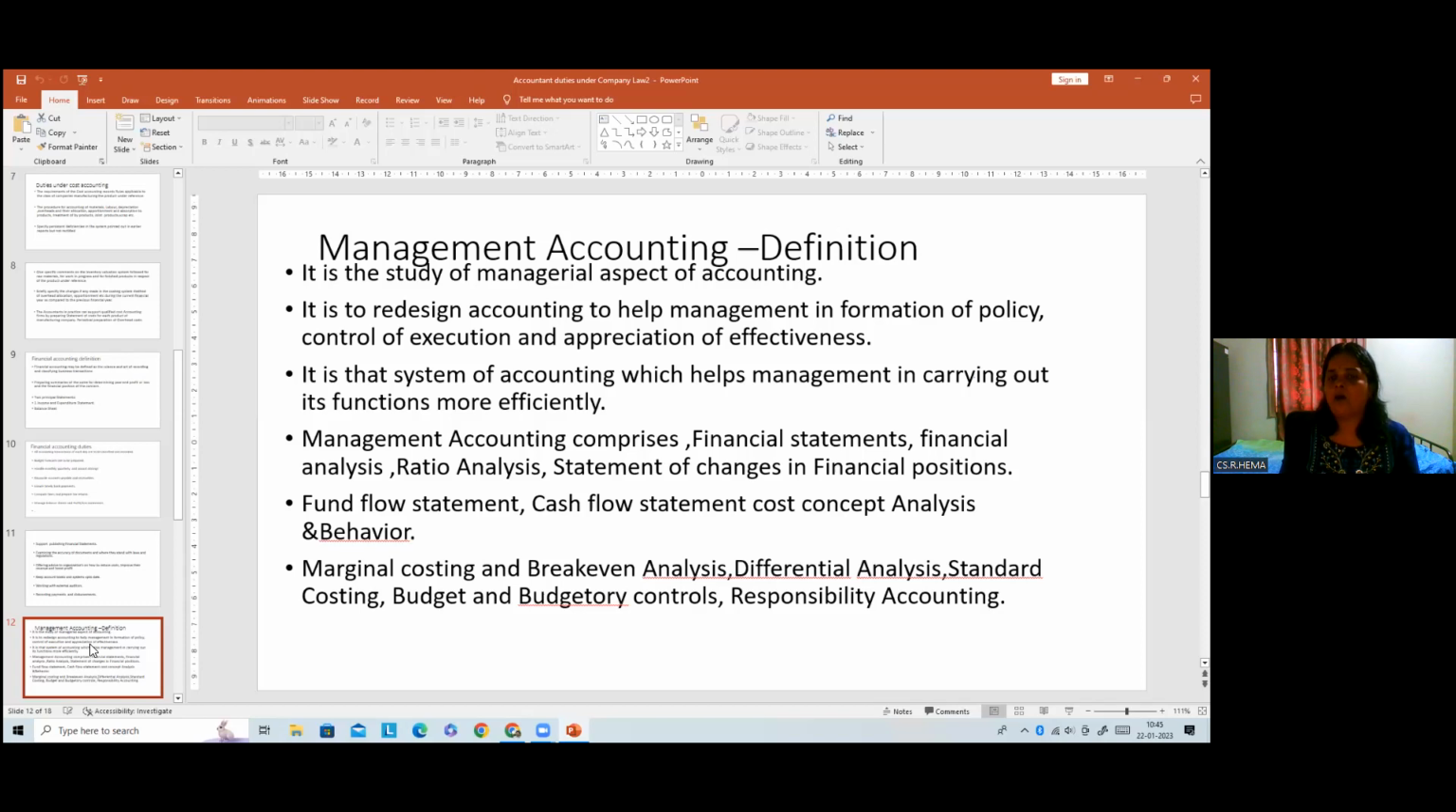Management accounting comprises what are all the topics an accountant can support under management. That is these points: financial statements, financial analysis, ratio analysis, statement of changes in the financial positions, fund flow statement, cash flow statement, cost concept analysis and behavior, marginal costing and break-even analysis, differential analysis, standard costing, budget and budgetary control, responsibility accounting. These are all the key factors of how a company runs and how it is helpful to a company to run efficiently. These are more complicated topics, and each topic requires one session, because you can know the words which come under management accounting, and I will explain them later in full.